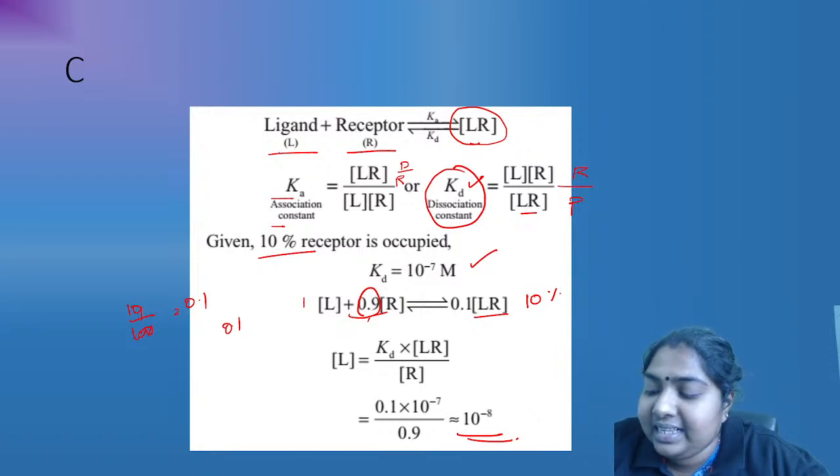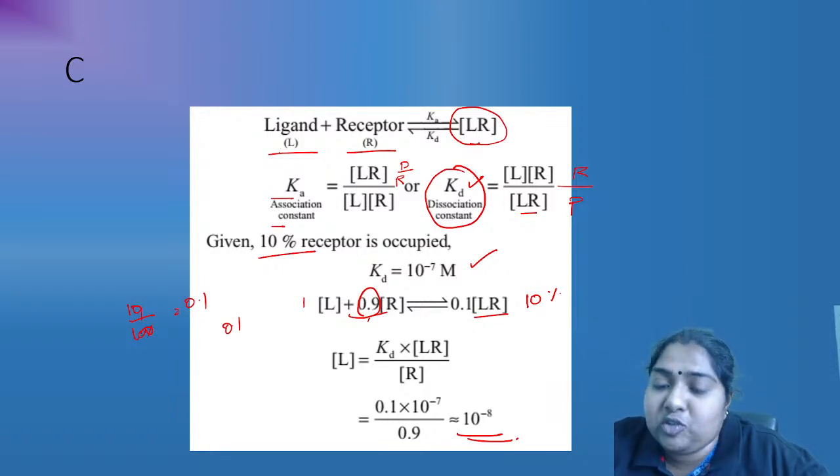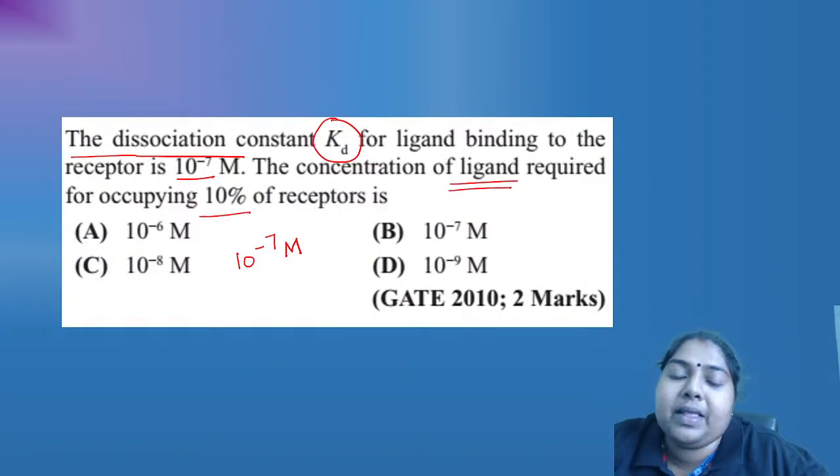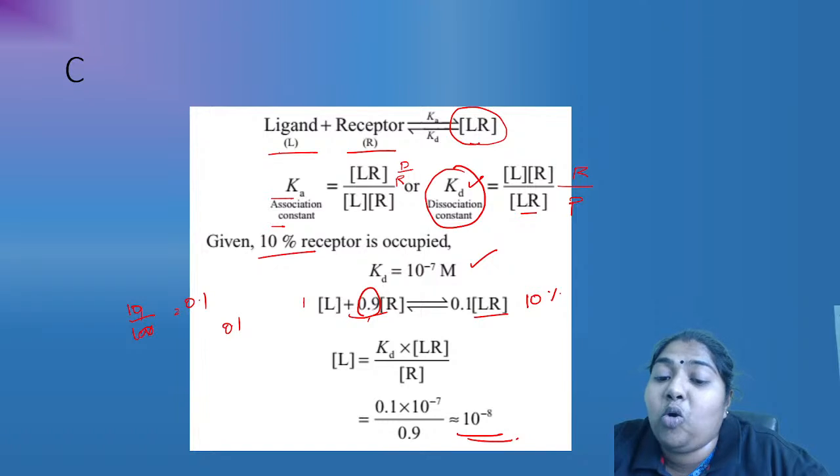Now you got it? So you have to carefully see whether they have asked the association constant or the dissociation constant. Yeah, Kunal, you can do that definitely. Okay, right. So here it is just 10% of binding. So you can just multiply your 0.1 into your 10 power 7. So you will get 10 power minus 8. But just for those who are reading it for the first time, I just wanted to teach them how it has happened. Got it?